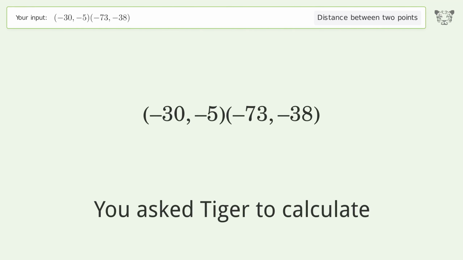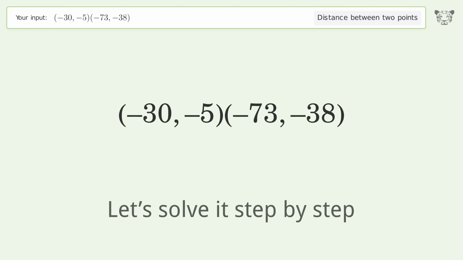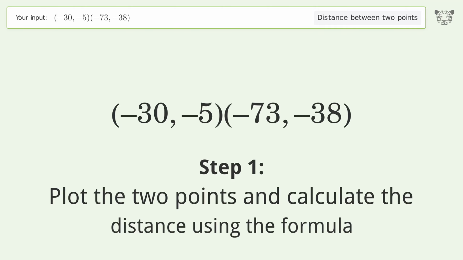You ask Tiger to calculate. This deals with the distance between 2 points. The distance between the 2 points is the square root of 2,938, or 54.203. Let's solve it step by step. Plot the 2 points and calculate the distance using the formula.